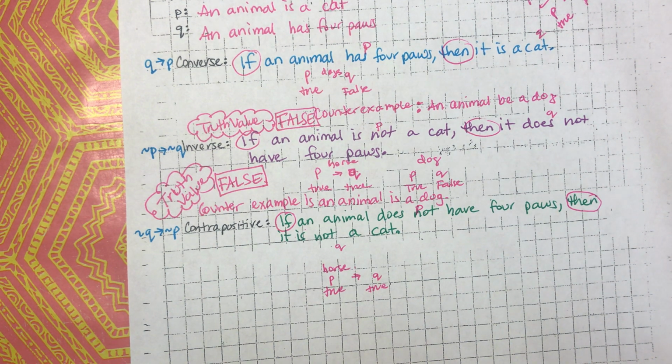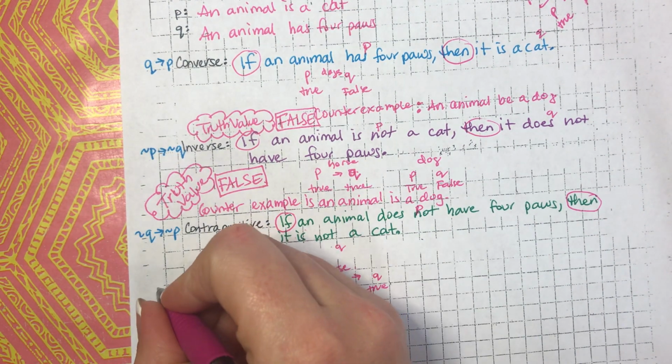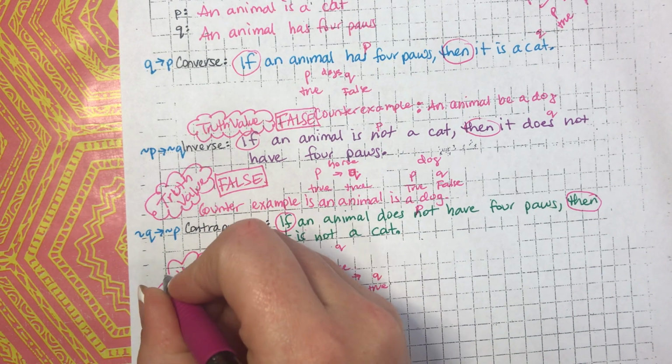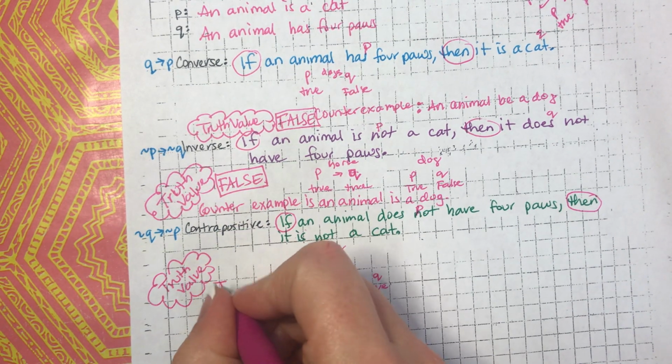Okay, so we're thinking of counterexamples. What would be something that does not have 4 paws, but is a cat? Can you think of anything that doesn't have 4 paws that is a cat? Because if it is not a cat, the false would be that it is a cat. Something that has 4 paws that is a cat. Well, all cats have 4 paws, so I can't think of a counterexample. So with that, I would say that this truth value is true.